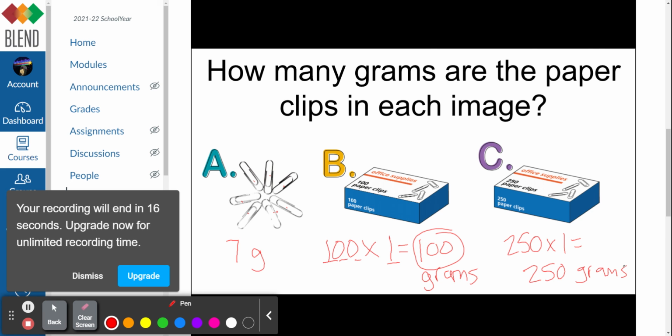By reading the labels, we can see how many grams are in each image. All right, and when we come back, we'll take a look at some more grams, kilograms, and milligrams.